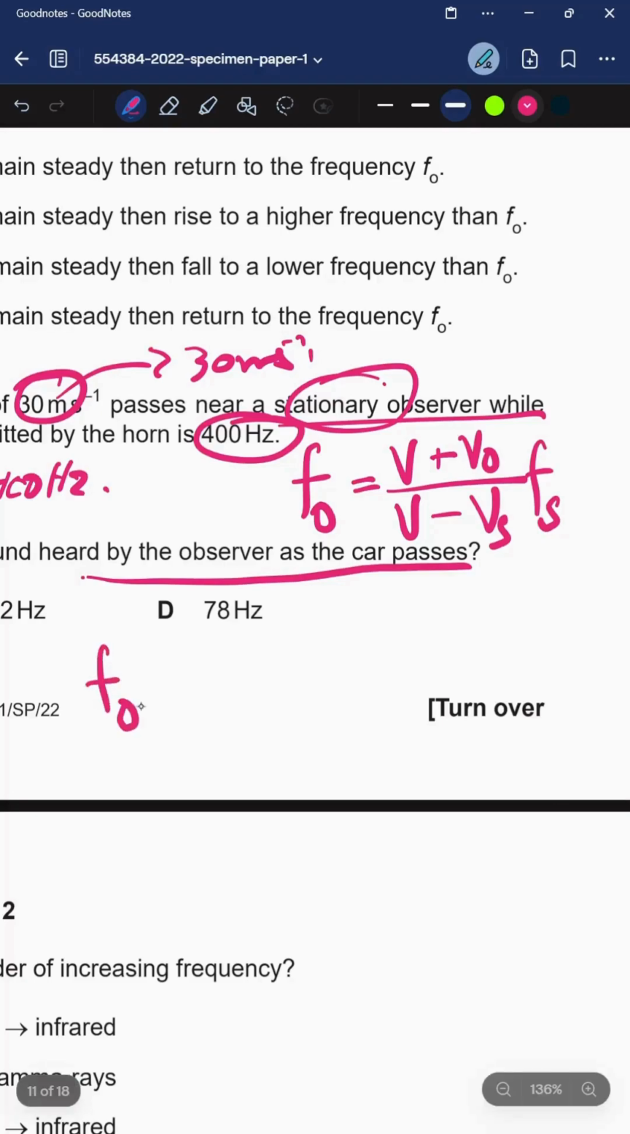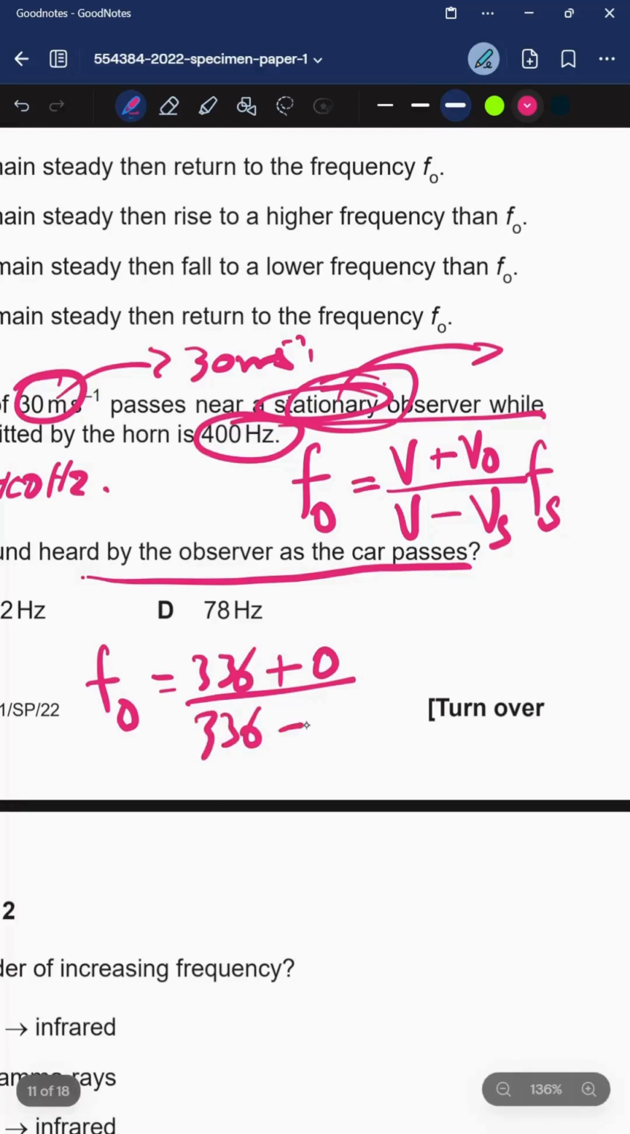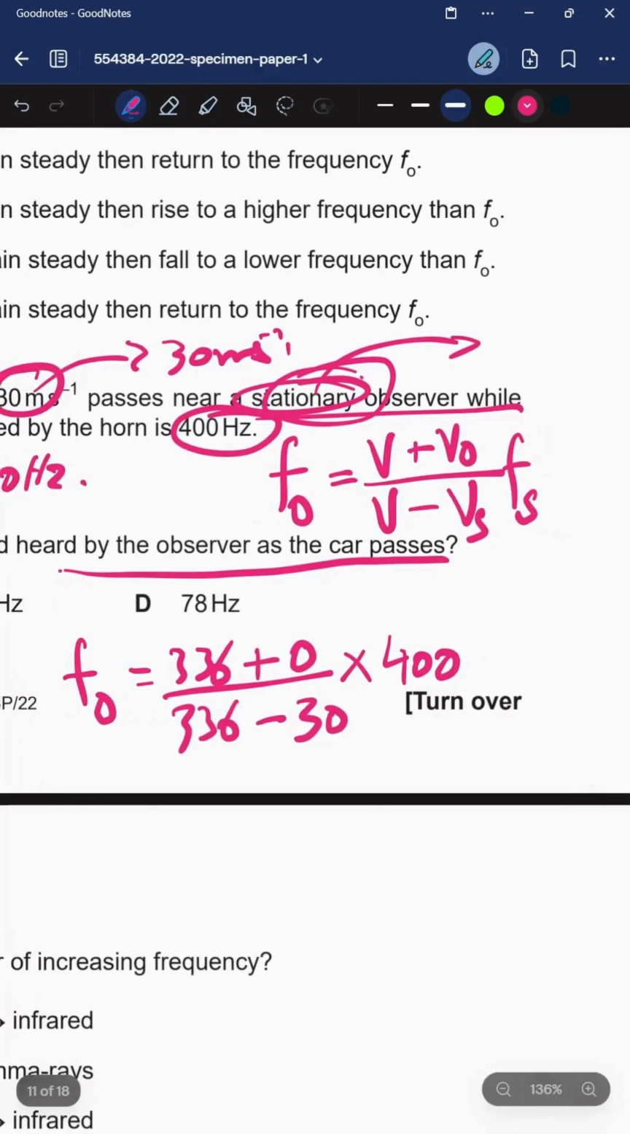So f0, which is the frequency observed by the observer, equals the speed of sound in air, which is 336, given in the question, plus the speed of the observer. Here the observer is stationary, they have mentioned that, so we'll put it as 0, divided by the speed of sound in air, 336, minus the speed of the source. The speed of the source is 30 meters per second, so we'll put 30, multiplied by fs. Now fs is the source frequency, which is 400 hertz, the original frequency of the horn, and this f0 turns out to be 439.21 hertz, approximately 439 hertz.